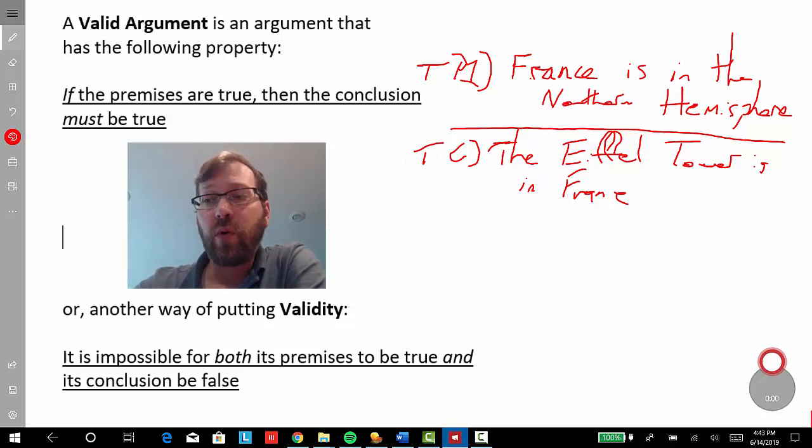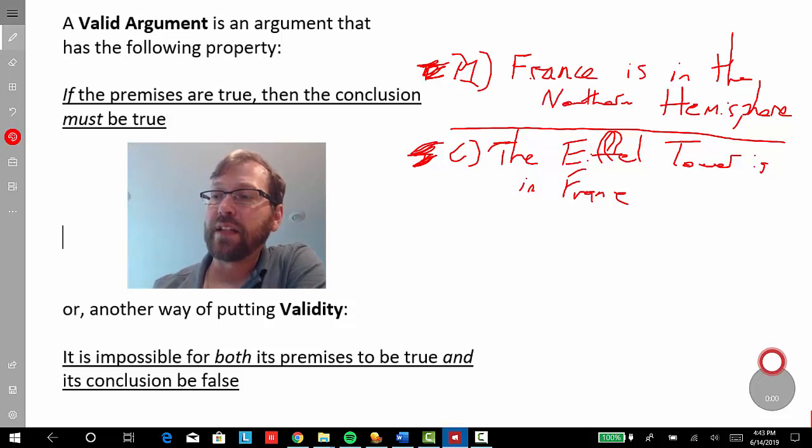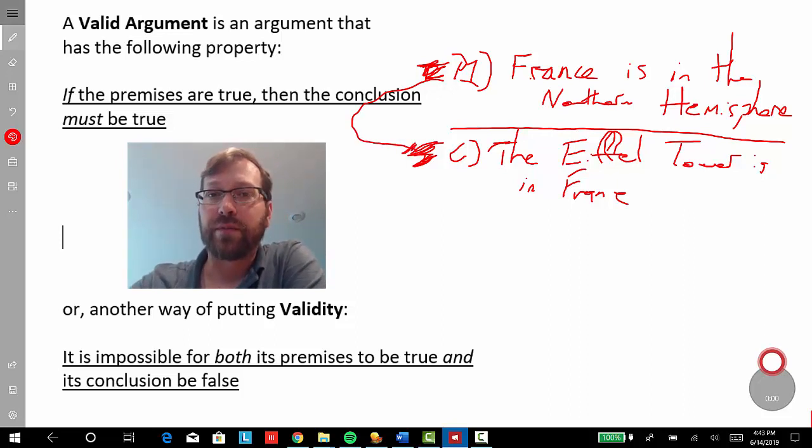But remember, we're not worried about whether our premises or our conclusions are true when assessing validity. In assessing validity, we want to know whether the information that is contained in the premise really does say that we ought to accept the conclusion. But in this case, we can tell that the argument is invalid. Why?